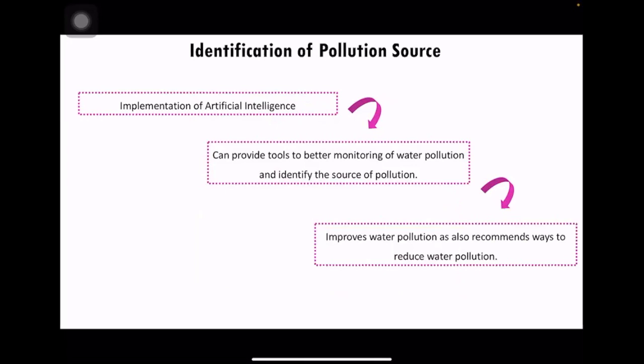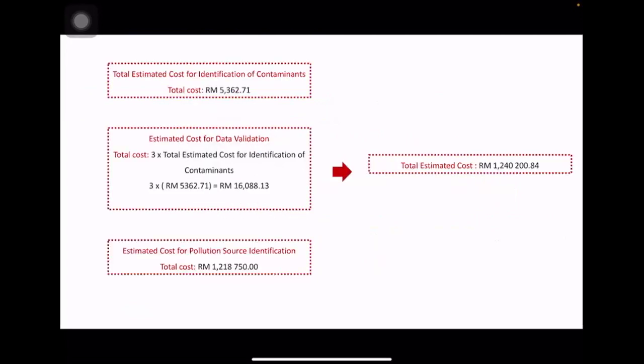What is the source of the pollution? For that purpose, we can implement artificial intelligence. Artificial intelligence can provide us tools to better monitor water pollution and also to identify the source of pollution. Not only that, but it is also going to help improve water pollution by recommending ways for us to reduce the water pollution.